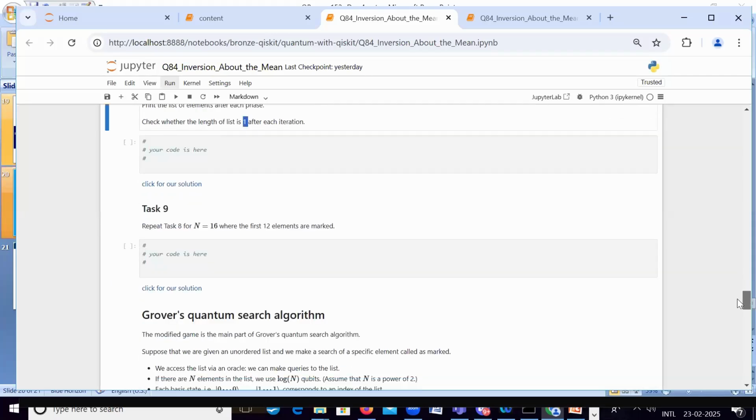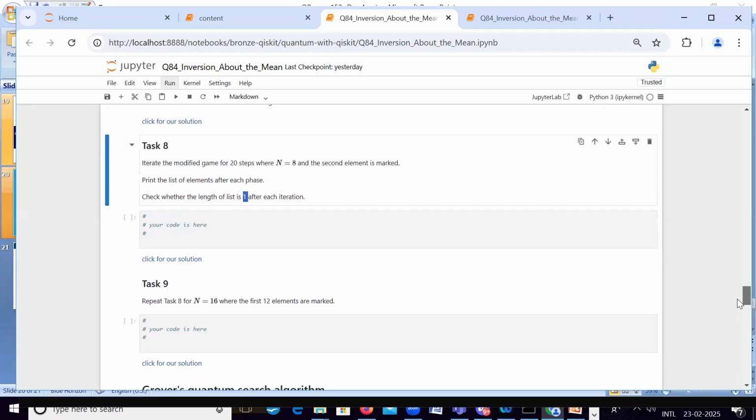The next one is to repeat task 8 for n equal to 16, where the first 12 elements are marked. The same one, just a modification of the above one. Instead of the 20 steps, we are going to repeat task 8 only. So that means 20 steps only. N is equal to 16. This is the first change. Second, instead of the second element, the 12th element is marked.